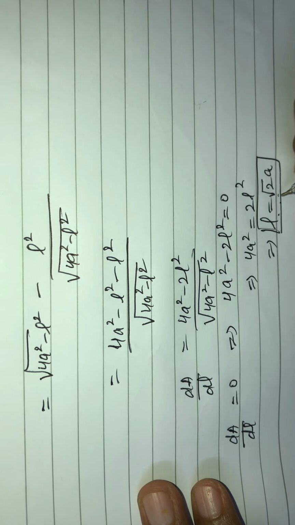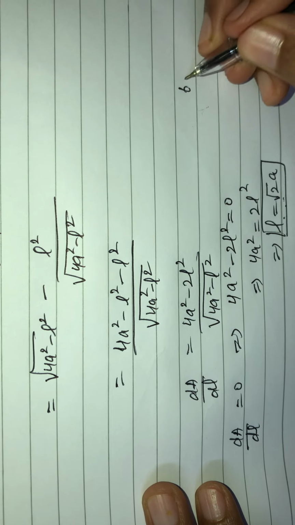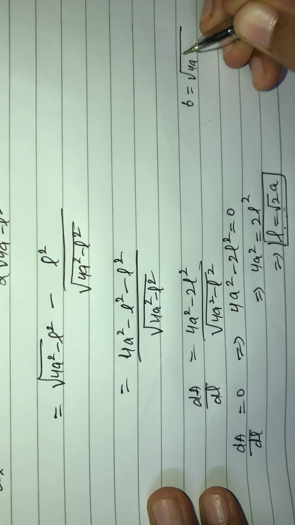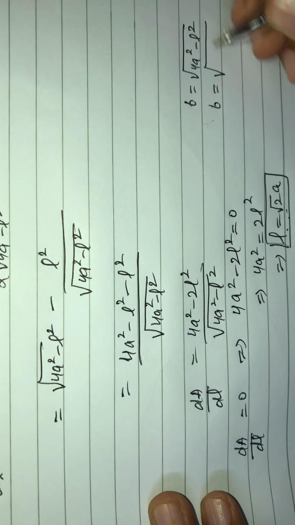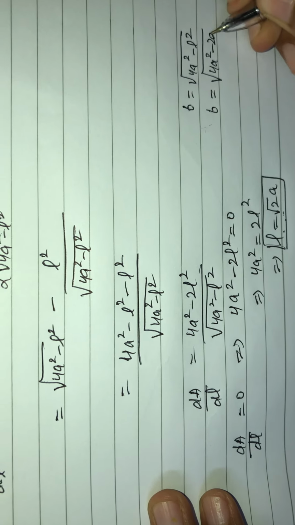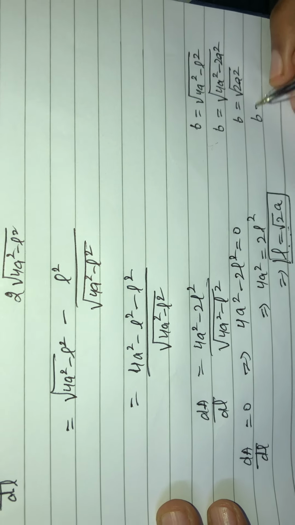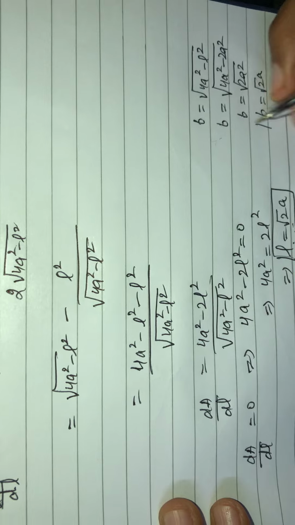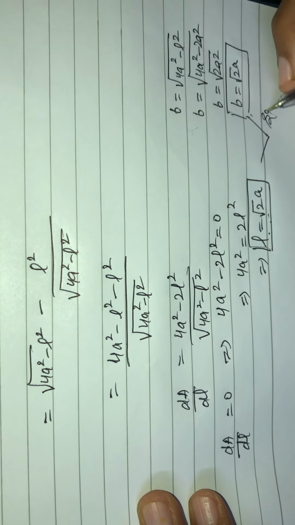Okay, if I want to calculate the breadth before the double derivative, B is given by what? B is root of (4a square minus L square). So B will be root of (4a square minus 2a square). So B will be root of 2a square. B is root 2a. So that means L is equivalent to breadth. So this will become a square.